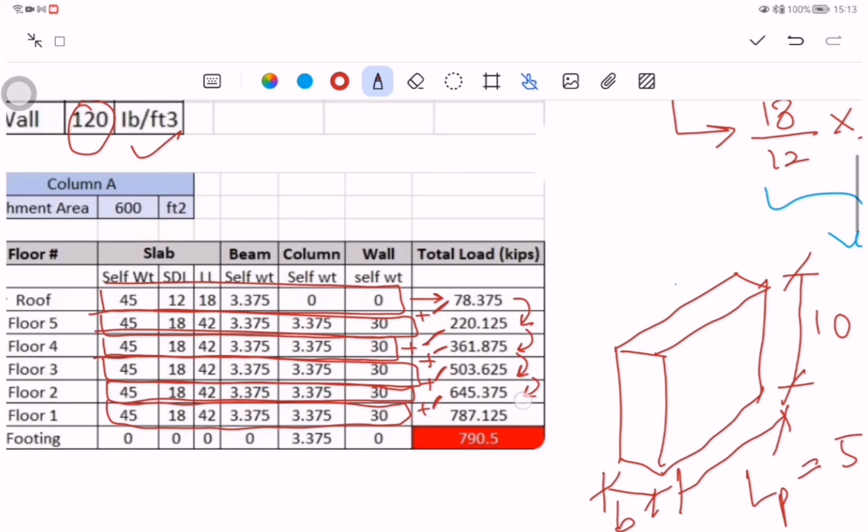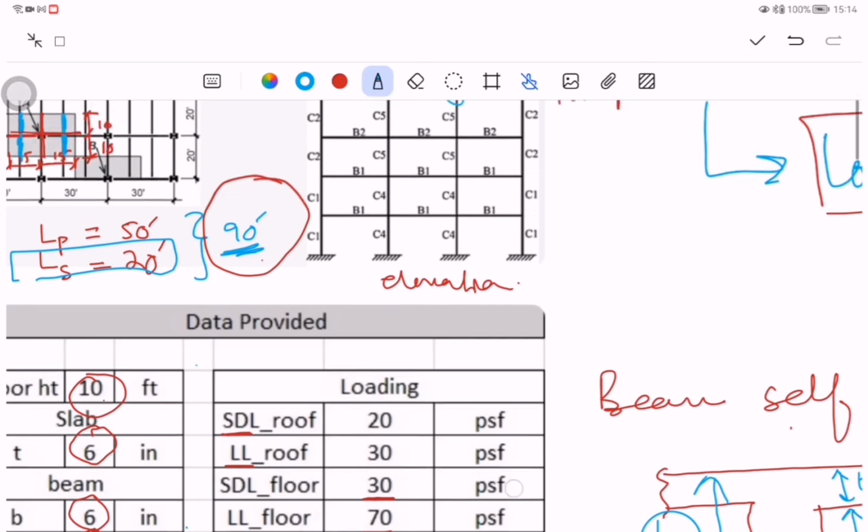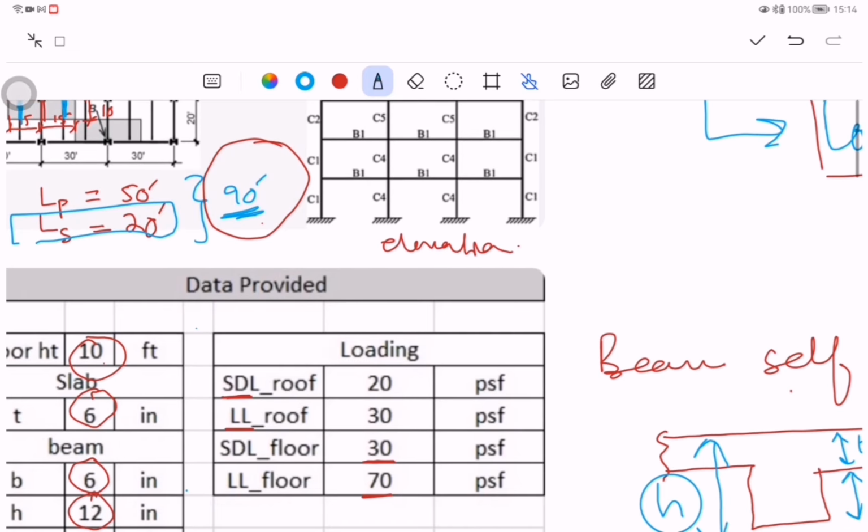Now if you add the footing level, you observe that this is 0, this is 0, this is 0, this is 0, this is 0. However, the column load is not 0. What is happening over here? So try to understand. At the ground floor, or at this floor level, the load will be transferred to the column, right? The load from this particular floor will be transferred to the column.